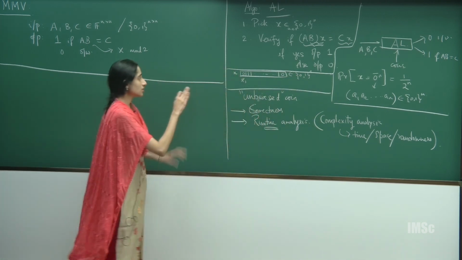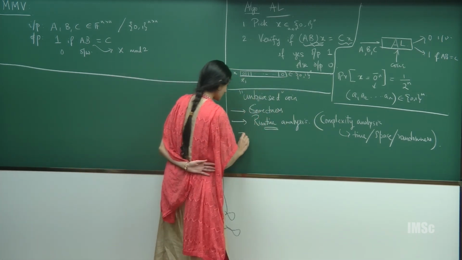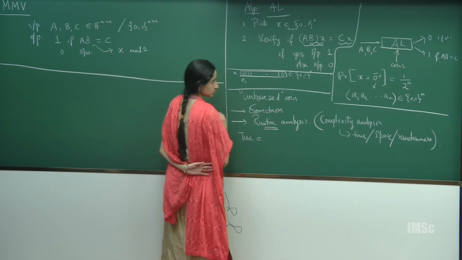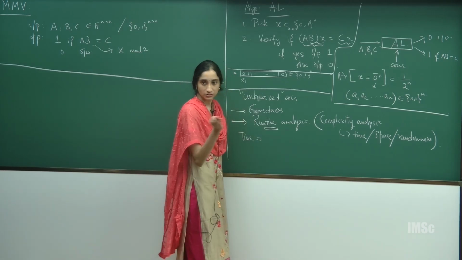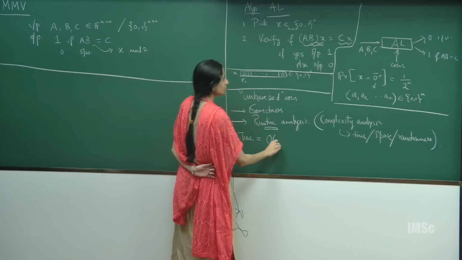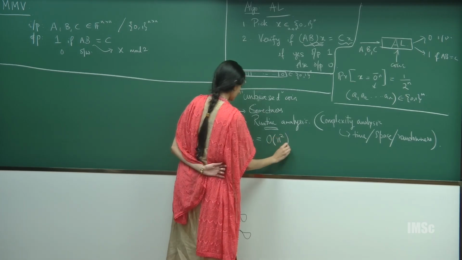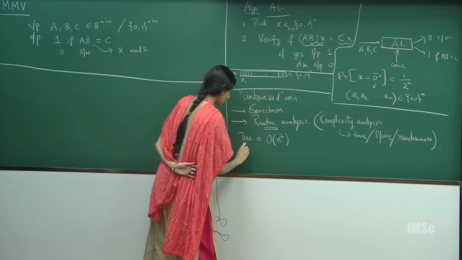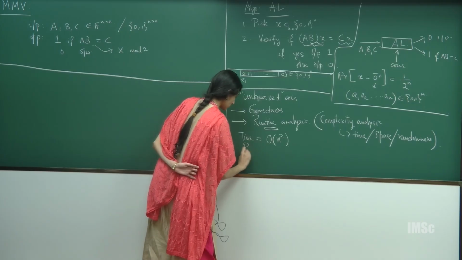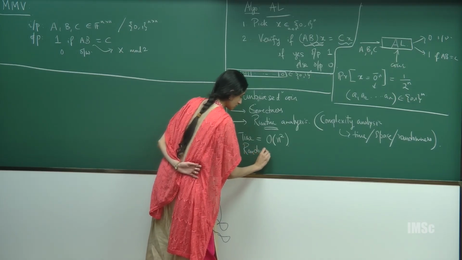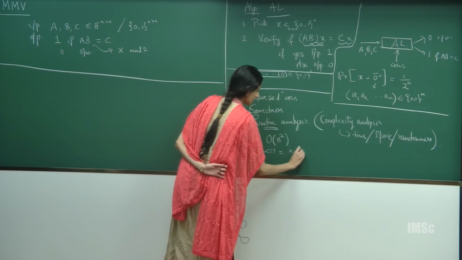Okay? So this algorithm, what is the time complexity? Order n square, because we are imitating matrix vector multiplication. Space is fine, so you can calculate space. It might be order n square. Randomness is n random bits.